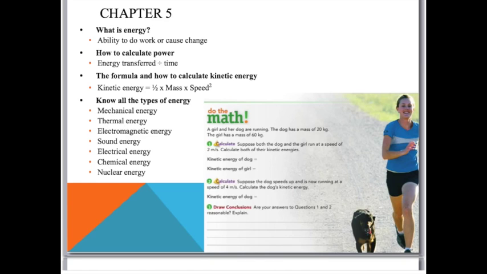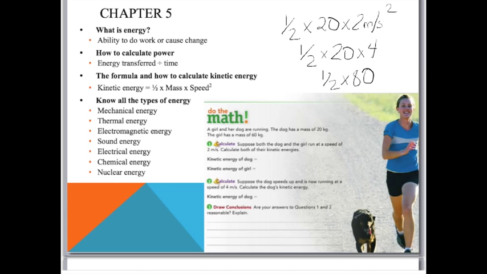So we're going to do the first one together here. Our formula is 1/2 mv squared, and I'm going to do the dog here. The mass of the dog is 20, and the speed, the velocity, is 2 meters per second, and we're going to square that. So I've got 1/2 times 20 times 4. Continue to bring that down to 1/2 times 80. And then my answer is 40 joules. And that's the correct unit for kinetic energy.